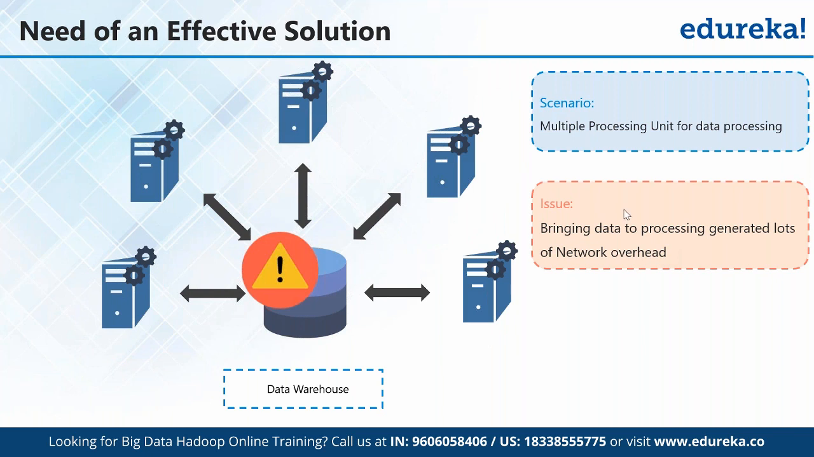So the problem in this situation, guys, is that you have got different processing, but all of this processing has to have data, and this data will move from common storage, which is the data warehouse, and this actually will result in a lot of data transfer over the network, which will slow down your processing. This is not an effective solution. Okay, so this is the problem here.